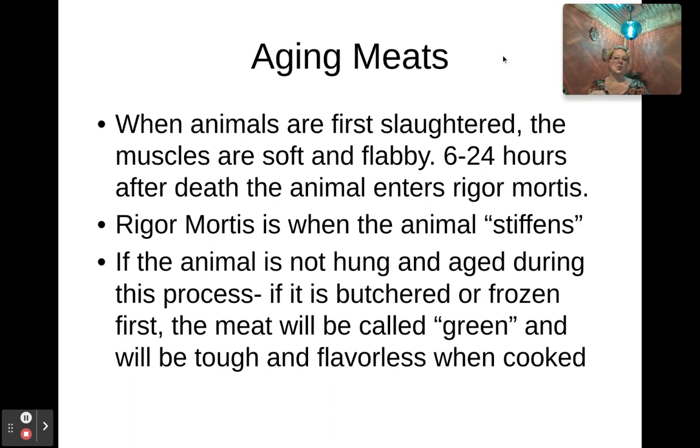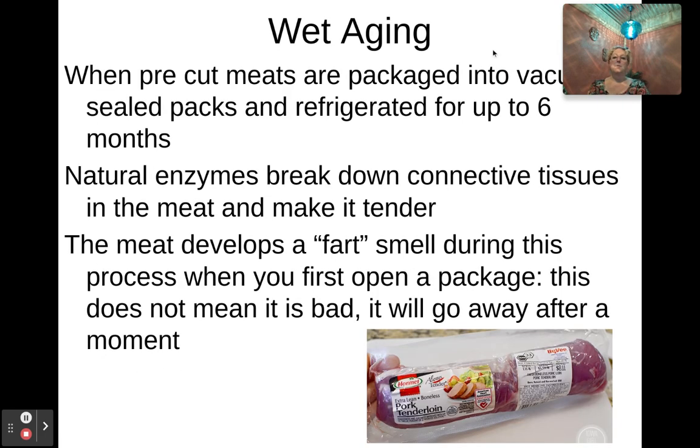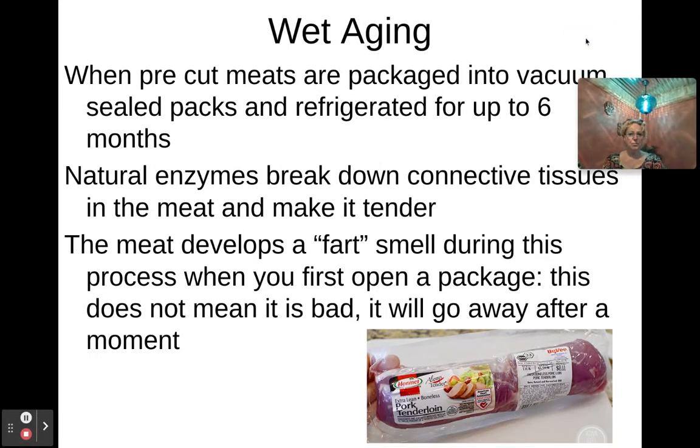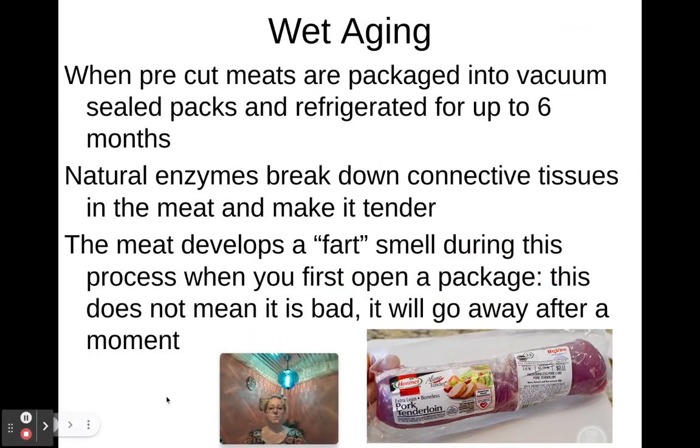And again, bigger animals, longer process. Wet aging is something that occurs. This is a lot more common with chickens and pork. So meat has a certain amount of enzymes within it, which will act on the meat. They're little living enzymes, and they act on the meat and they tenderize it.